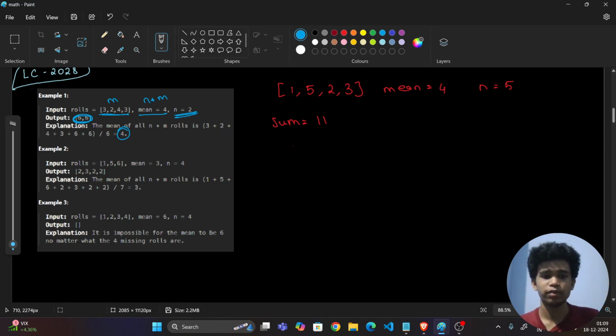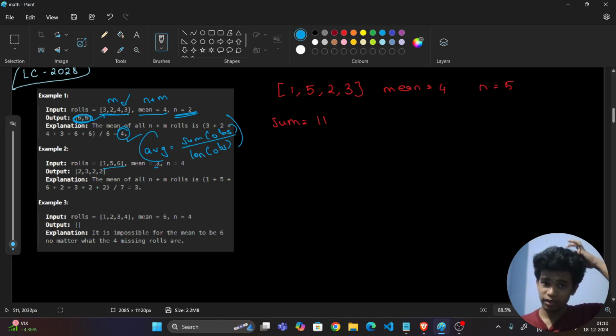So what is meant by average? Average is equal to the sum of observations divided by the total number of observations. That's it. So this is the average. And the average will be 4 when I add 6 and 6 to this array. Now come to the second example, 1, 5, 6.